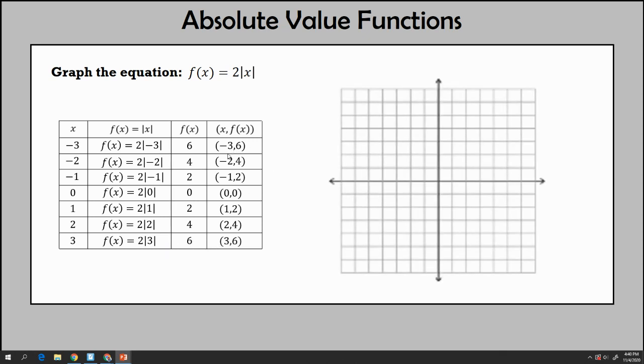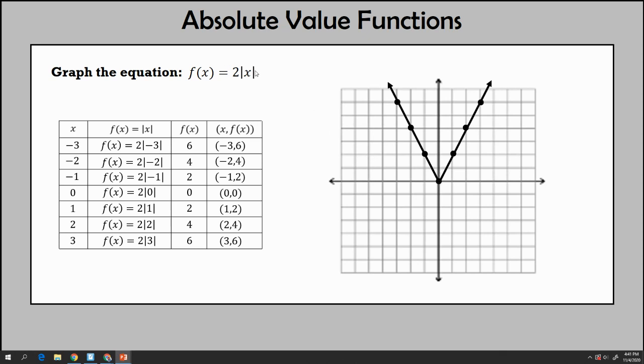Okay, so we make our graph. Lo and behold, we have our V shape again. But now the V shape, if you notice, is a little narrower, right? Before it was over 1 up 1, over 1 up 1, over 1 up 1. Now it's over 1 up 2, over 1 up 2, over 1 up 2. So does that look familiar to you at all, this little slope here? Because we multiplied all of our outputs by 2, it made our V shape skinnier.